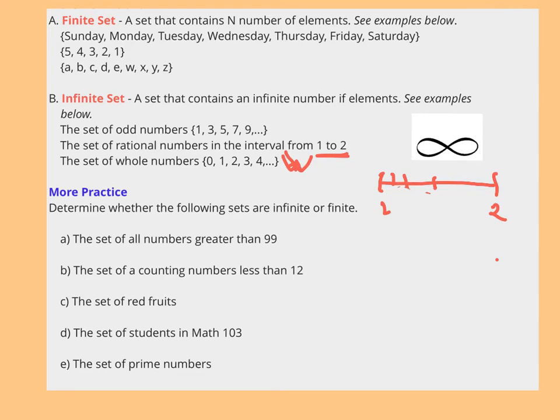So let's practice this. We're going to look at some different sets and determine if those sets are infinite or if they are finite. In set A, it's the set of all numbers greater than 99. So this set would look like all numbers. So it could be 99.001, and it could go on. 99.35, 100, 105, like it just keeps on going.